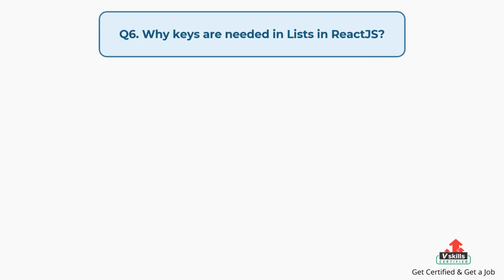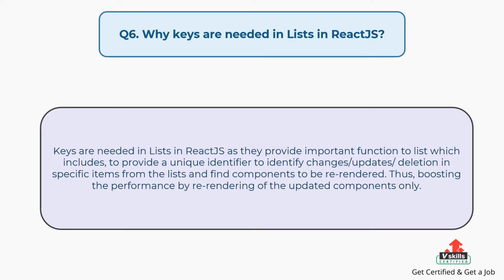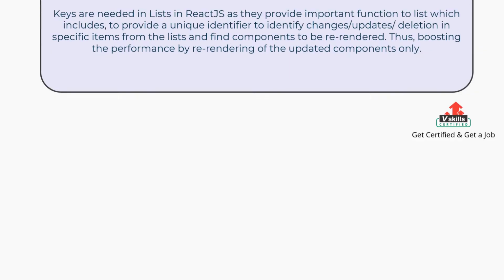Question number 6. Why keys are needed in lists in ReactJS? The answer is, keys are needed in lists in ReactJS as they provide important function to list, which includes to provide a unique identifier to identify changes or updates or deletion in specific items from the lists and find components to be re-rendered, thus boosting the performance by re-rendering of the updated components only.